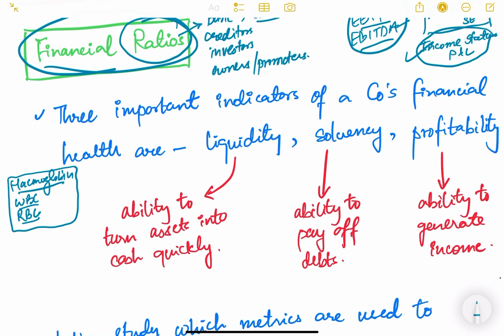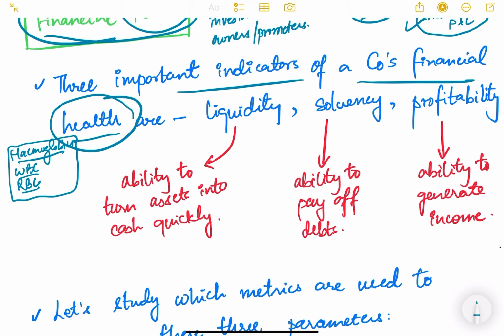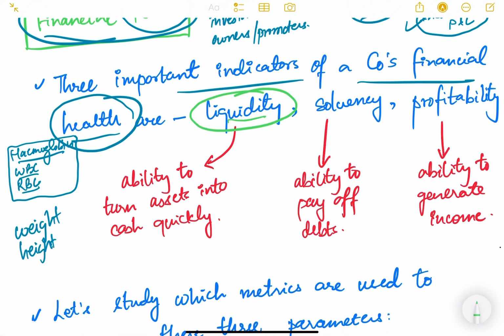Why do we study the financial ratios? Now, there are three important indicators of a company's financial health. Just like our own health, where indicators may be our body weight, our height, our metabolism rate, our hemoglobin levels, etc. So there are different indicators of a body's health. Similarly, there are different important indicators of a company's financial health. The first indicator is liquidity of a company.